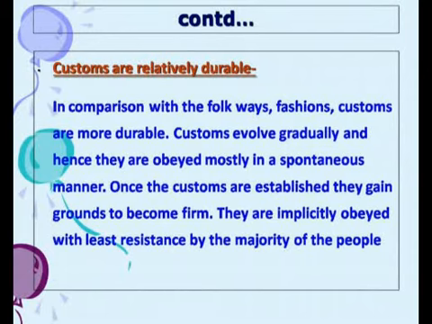And there is a change also in customs. It is not necessary that a particular custom remain forever in a particular society or in a group of society. Customs evolve gradually and hence they are obeyed mostly in a spontaneous manner. Once the customs are established, they gain ground and become firm. They are implicitly obeyed with least resistance by the majority of the people. People do not generally object to following a particular custom. Some might in exceptional cases, but normally not.